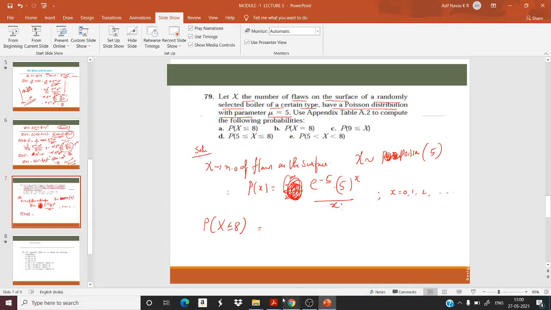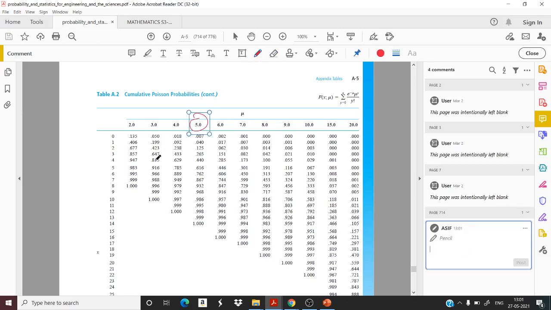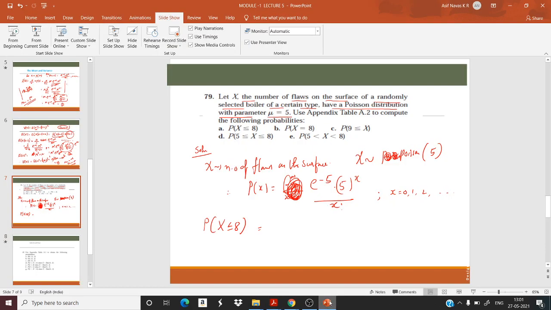The Poisson table here. So we have mu equal to 5. So this is mu 5 and x less than or equal to 8. Mu is 5 and 8. So this quantity is 0.932. So that is the answer.